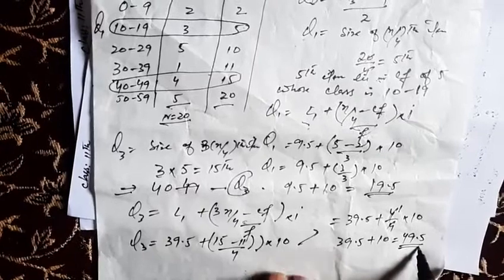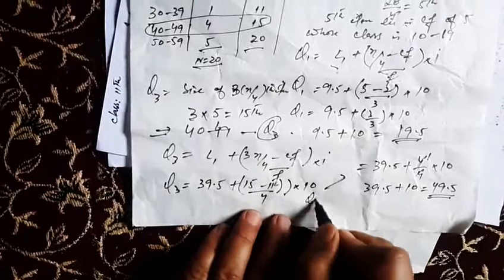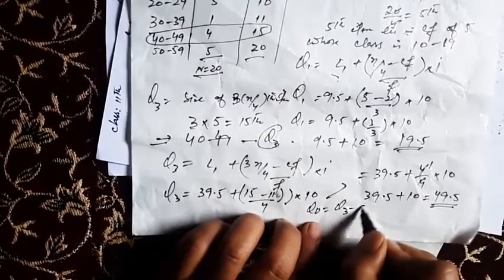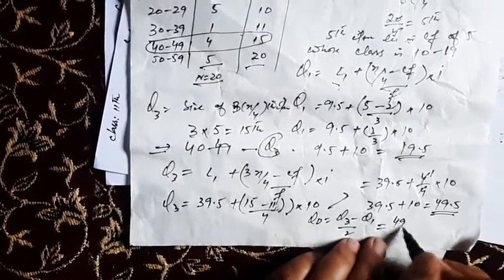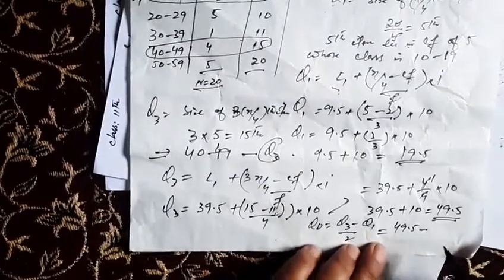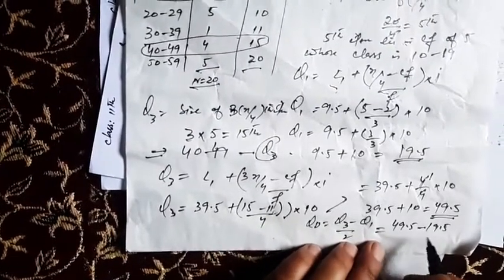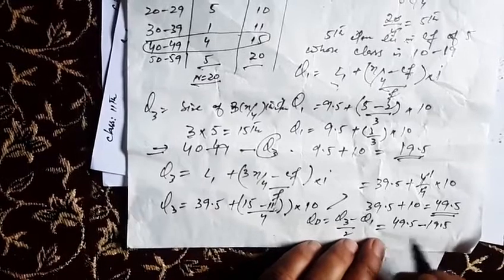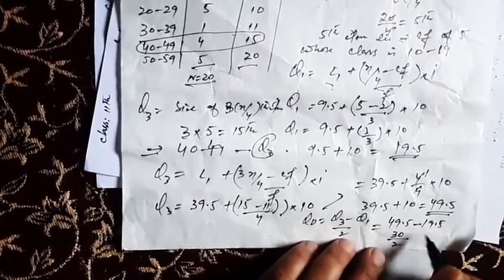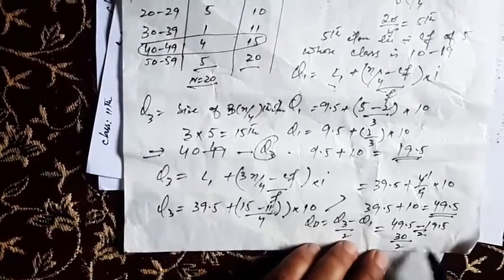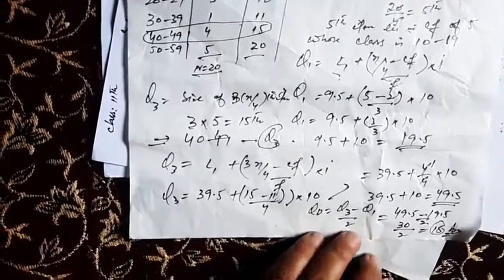49.5 is our Q3. Now the formula for calculating quartile deviation is Q3 minus Q1 divided by 2. So Q3 is 49.5 and Q1 is 19.5. 49.5 minus 19.5 equal to 30 divided by 2. So 30 divided by 2 equals 15. So 15 is our quartile deviation. Thank you very much.